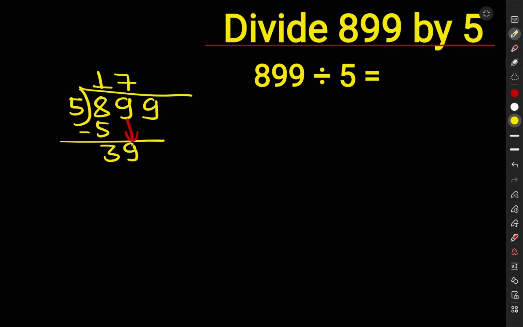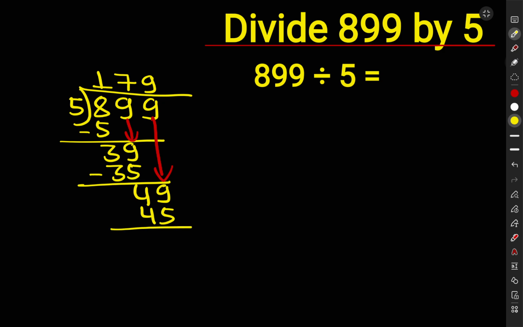5 times 7 is 35. On subtracting we get 4. So again we put down this 9 and it is 49. 5 times 9 is 45. On subtracting we get 4.